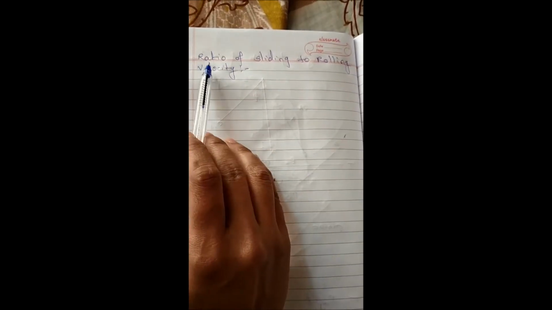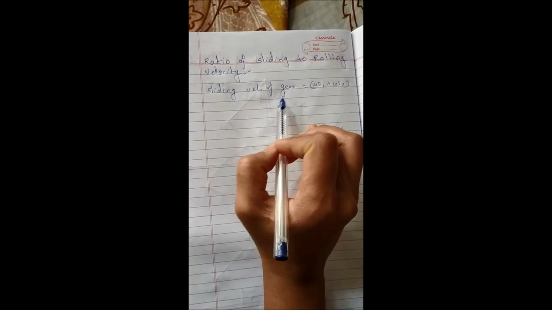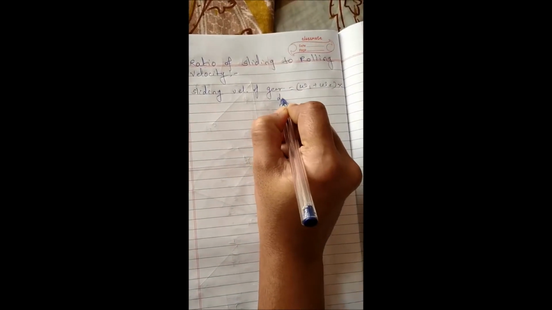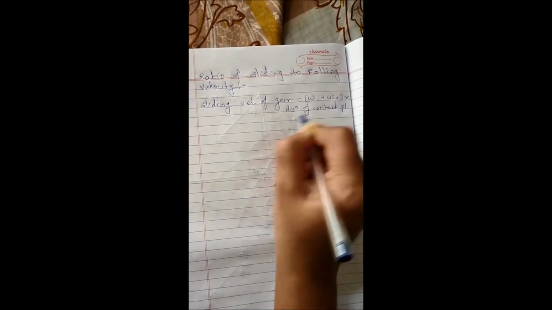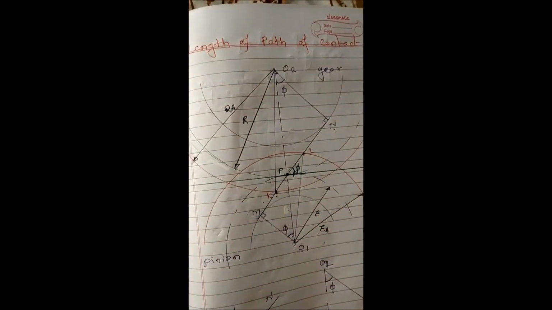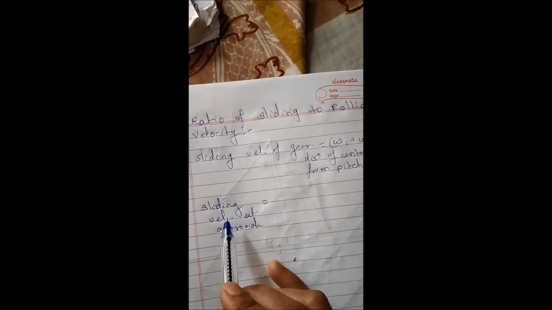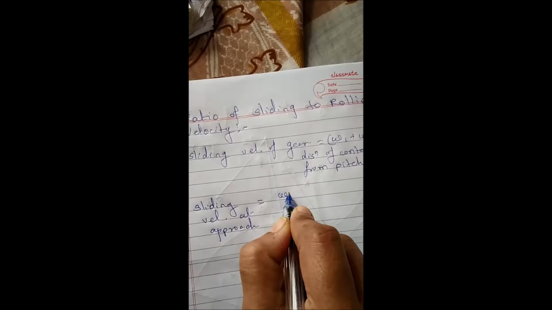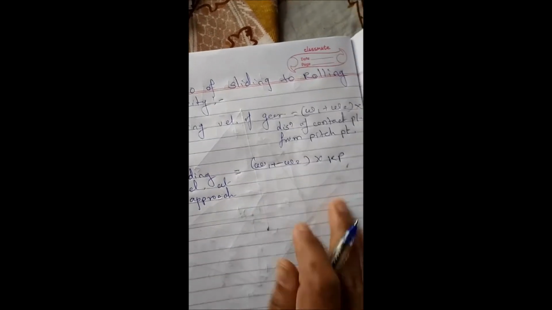So here we are going to discuss the ratio of sliding to rolling velocity. Now we know that sliding velocity is equal to (omega 1 plus omega 2) into the distance of the contact point from the pitch point. So let's say for approach that distance is kp. So I'll write over here, sliding velocity at approach is equal to (omega 1 plus omega 2) into the distance from the pitch point, that is kp.